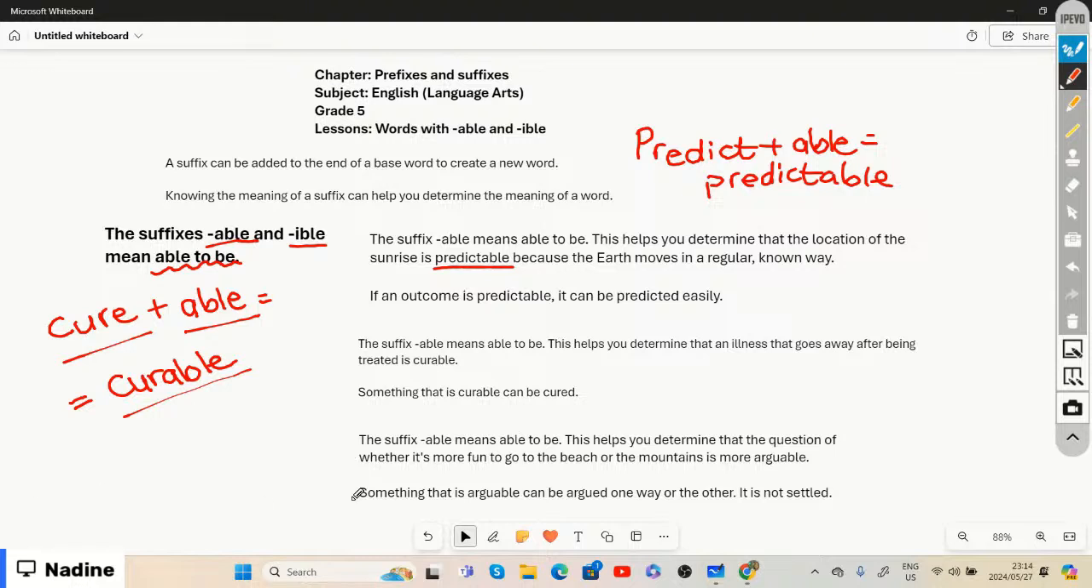Then we mentioned curable, right? Curable is when something can be cured. So I said curable is when something can be cured. And here we have cure plus able is curable. It's when something can be cured.